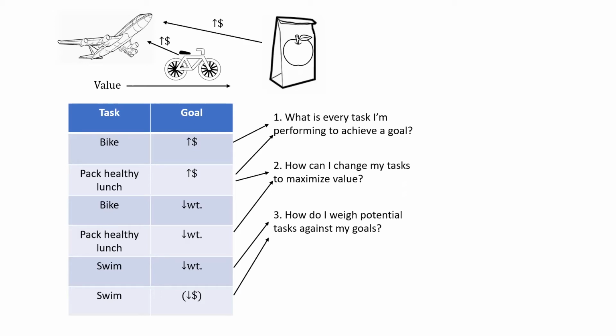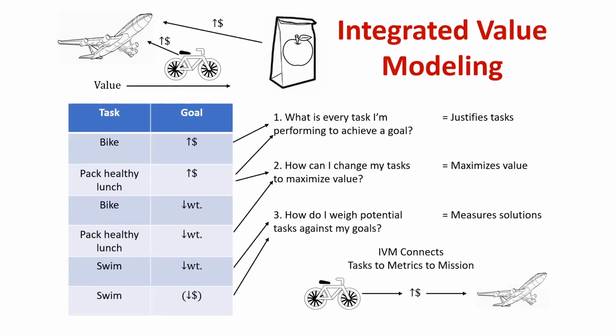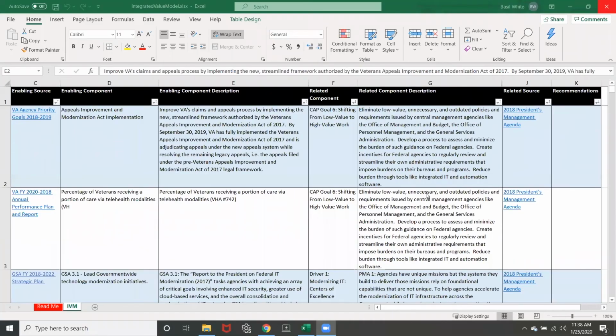So we could show how the integrated value model connects the task of riding your bike to the goal of saving money to the strategy of going on vacation. In summary, IVM connects tasks to metrics to mission. Today I'm going to show you the integrated value model and three applications of how to use it, starting with how to identify everything that an agency or a group of agencies are doing about a specific recommendation.